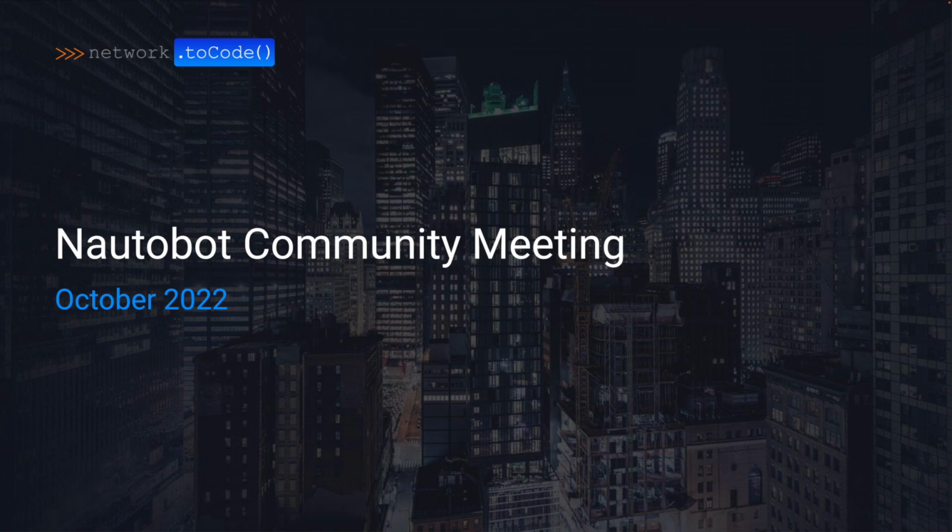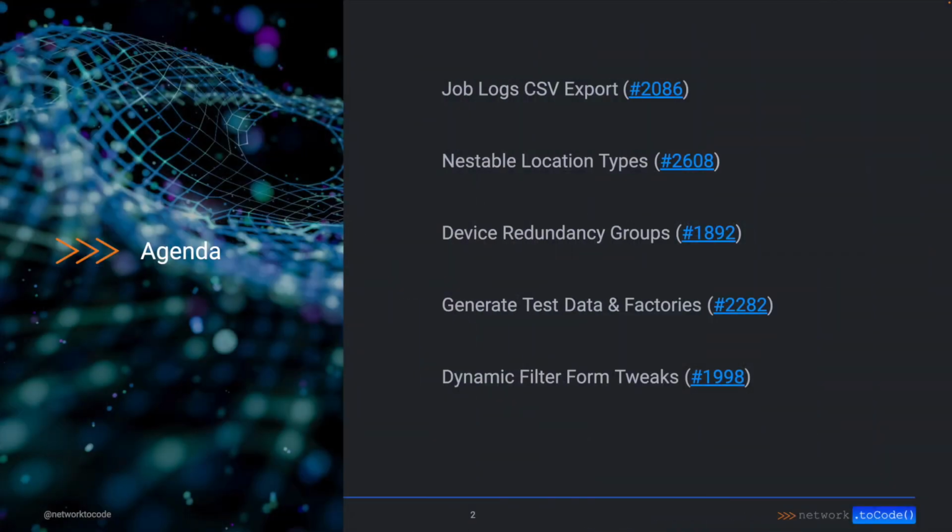Nautobot 1.5 is in its final QA cycle and should be deployable any day now. So let's check out some of our new features we'll be releasing in version 1.5. Job log CSV export, nestable location types, device redundancy groups, generating test data in factories, and dynamic filter form tweaks. First up, job logs CSV export.